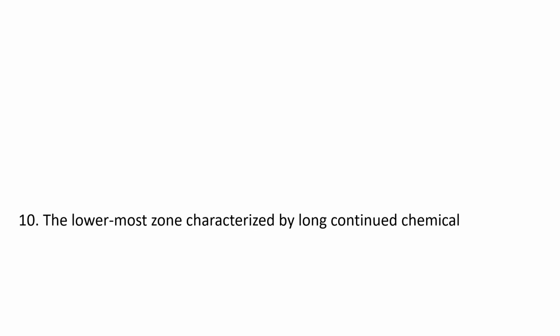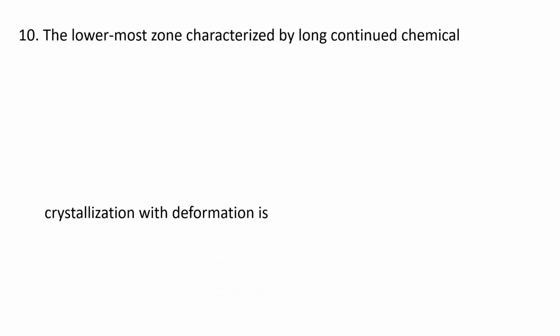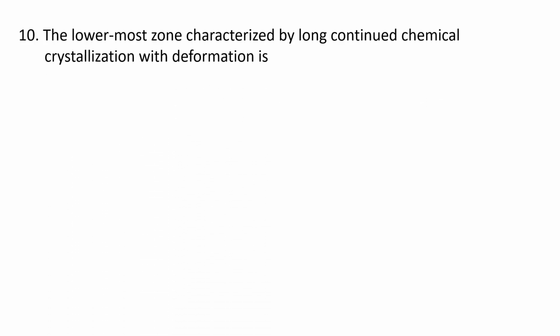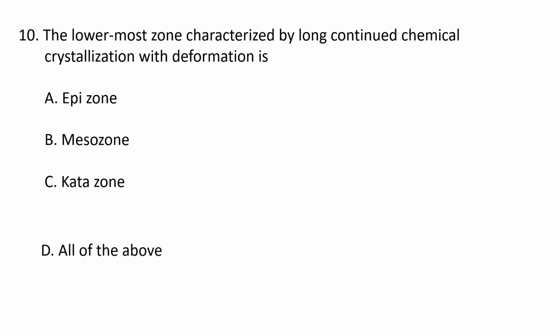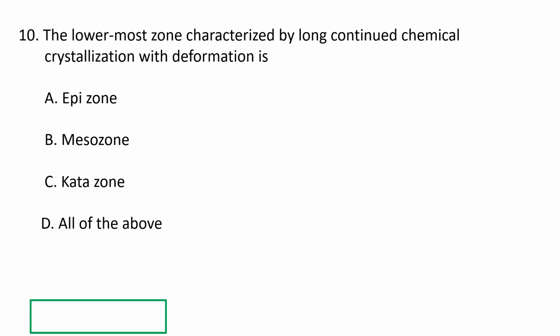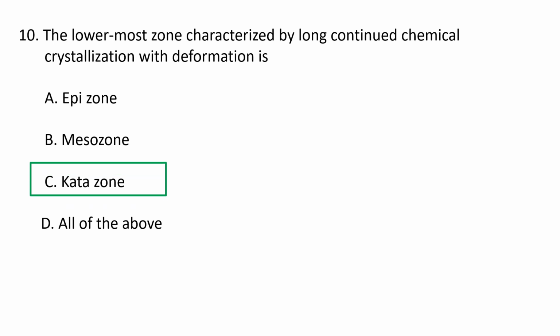Next question. The lowermost zone characterized by long continued chemical crystallization with deformation is A. epizone, B. mesozone, C. catazone, and D. all of the above. The lowermost zone which is characterized by long continued chemical crystallization with deformation is known as a catazone. So according to Grubenmann's classification of metamorphic rocks, the lowermost depth zone of metamorphism is known as a catazone, and this is characterized by high temperatures.